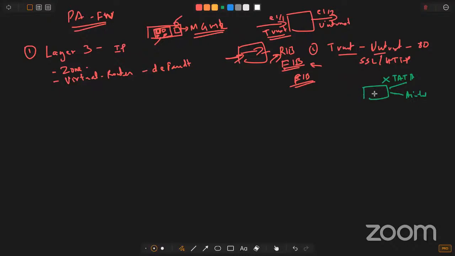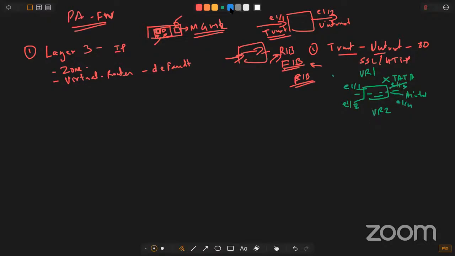In that case, you would need to split your routing domain. You would need to have separate sets of routing for ISP1 and ISP2. For that, you would need to create different virtual routers and assign them to interfaces. So let's say I have two virtual routers, VR1 and VR2. I have E1/1 connected to VR1, E1/2 connected to VR2, and E1/3 connected to Tata, E1/4 connected to Airtel.